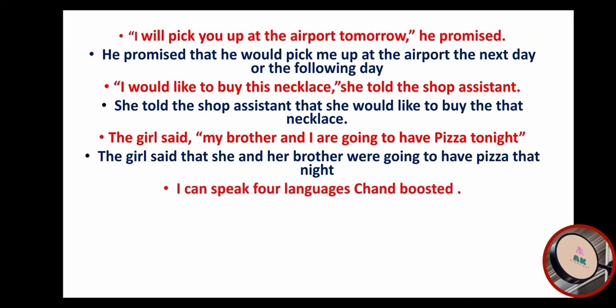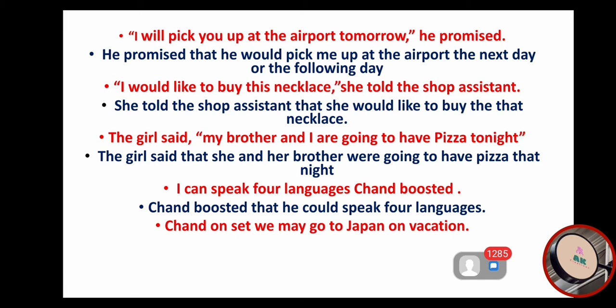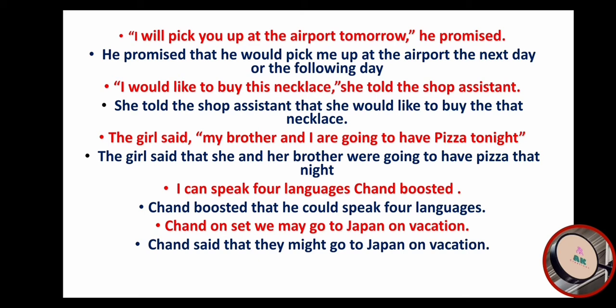Next, I can speak four languages. Chand boasted. Okay, can will become could. For can, you can change it into could. Next, Chan answered, we may go to Japan on vacation. Have you prepared with this? You have to keep these three rules in mind and change it. Simple. Now we'll see the answer. Chan said that they might go to Japan on vacation.